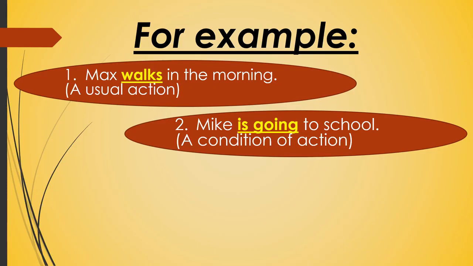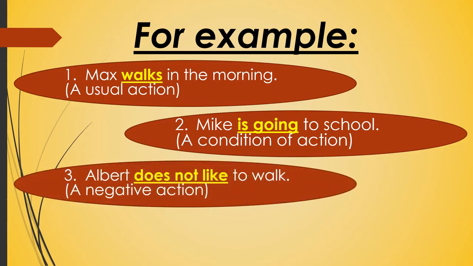Number 2, Mike is going to school. So Mike is here the subject. School is here an object. And the meaning of the object is a receiver who is receiving an action done by the subject. Is going is here the verb. Number 3, Albert does not like to walk. So here Albert is a subject, to walk is a phrase and does not like is a verb here.